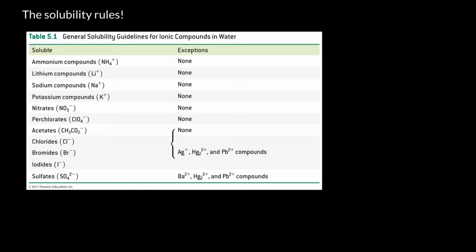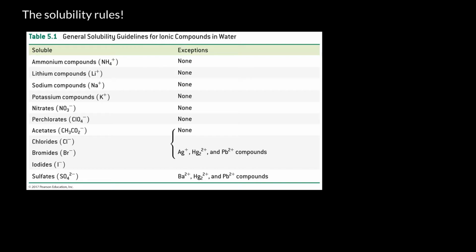And let me pull the one out of our textbook. Okay, so the way our textbook does it is it lists in table 5.1 everything that is typically soluble. And there are some exceptions. So, for instance, all ammonium compounds are soluble with no exceptions.